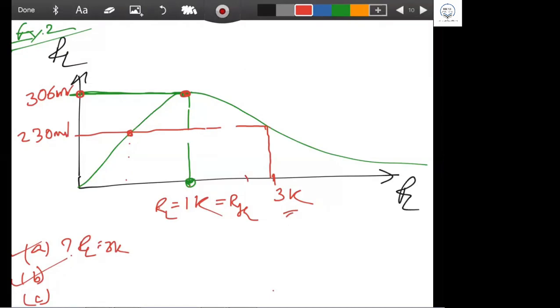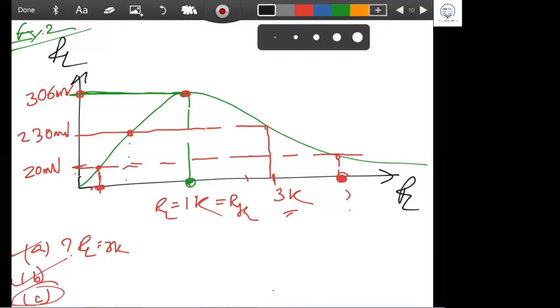Now, question number C said what? 20 milliwatt. 20 milliwatt is somewhere here. Let's say this is 20 milliwatt, I'm just assuming. And you get 20 milliwatt for two resistances, by solving the quadratic equation. One is here, one is here. So what will be this value? You did not solve it, I gave you the answer. Right side value will be what?